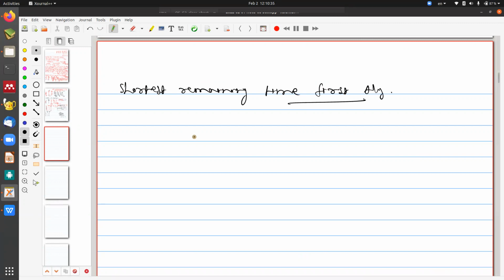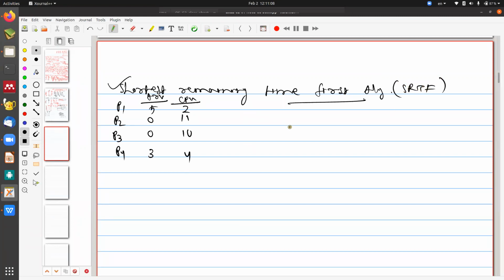The data is basically we are considering P1, P2, P3, P4, and the arrival times are 5, 0, 0, and 3, and the CPU burst times are 2, then 11, then 10, and then 4. Okay, this is the data. What is SRTF? This is called SRTF.